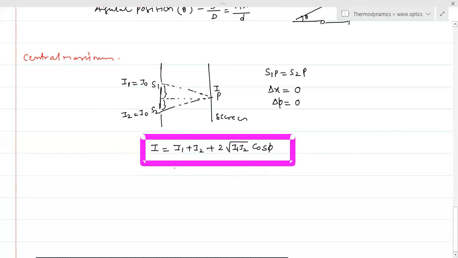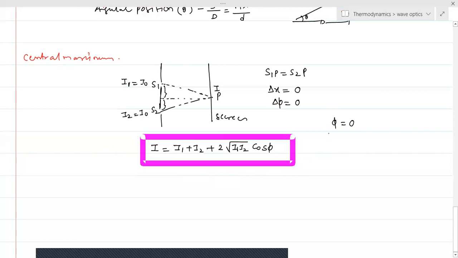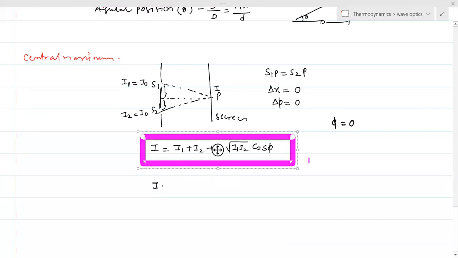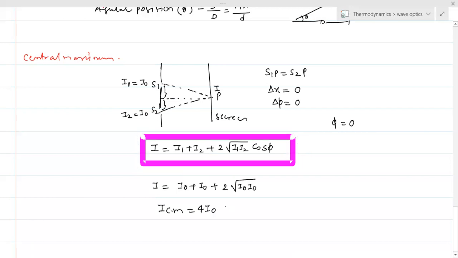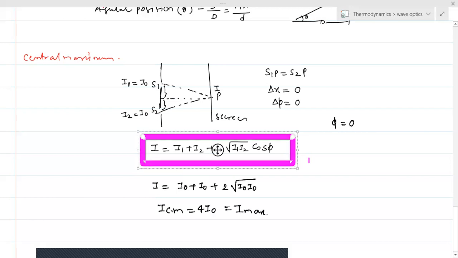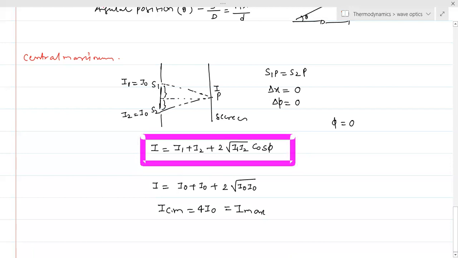I1 is I0 and I2 is I0, and phi is the phase difference, which is 0. So we get I equals I0 plus I0 plus 2 root of I0 into I0. Finally we call it I central maximum, which is equal to 4 I0. In some questions it may be referred to as I maximum.